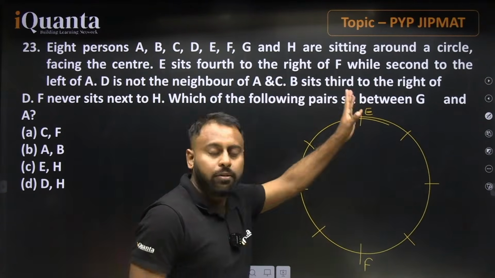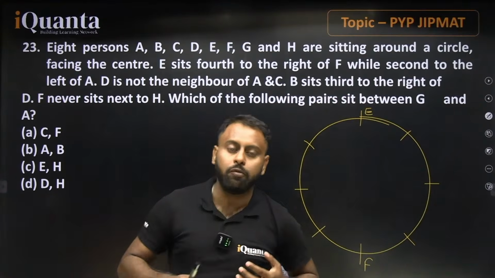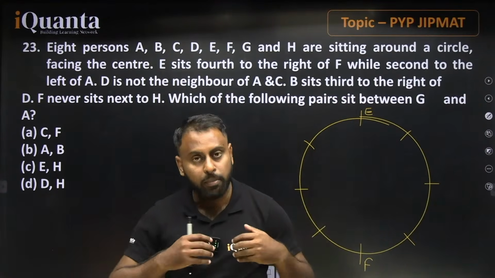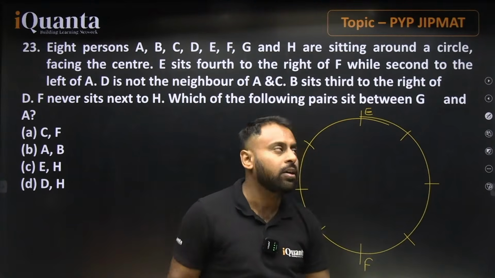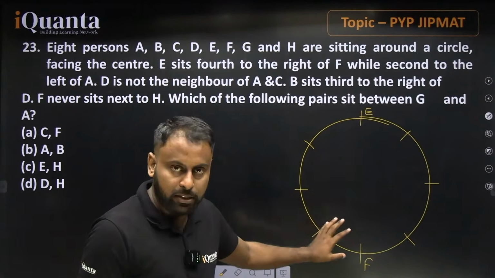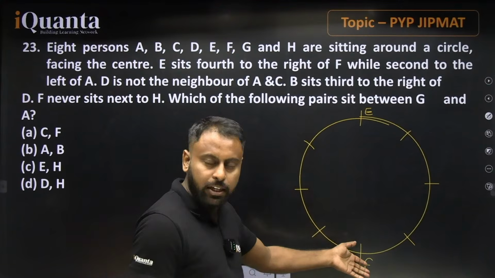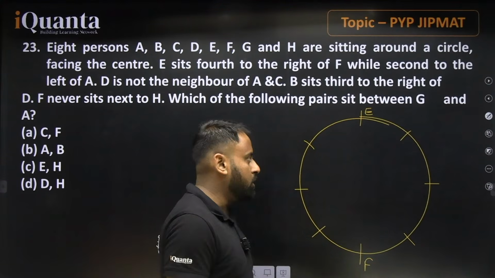We can start from anywhere because in circle we have no endpoints, so we can start from any place, right? Because this circular table can be moved, right? So we can start from any of the places. It is not necessary to start from this place. It is all up to you. You are free to choose any place to start.